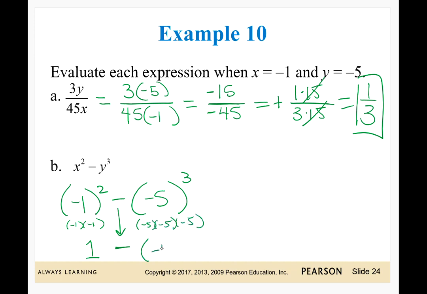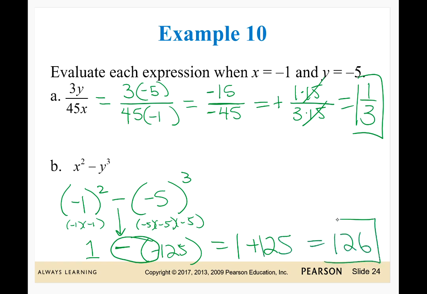which is negative 125 when you multiply it all out. Subtracting a negative means that you're adding. So 1 plus 125 is 126. So there's my final answer.